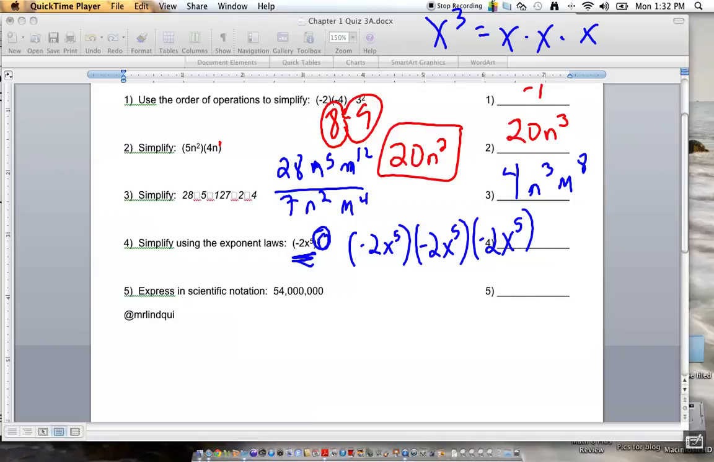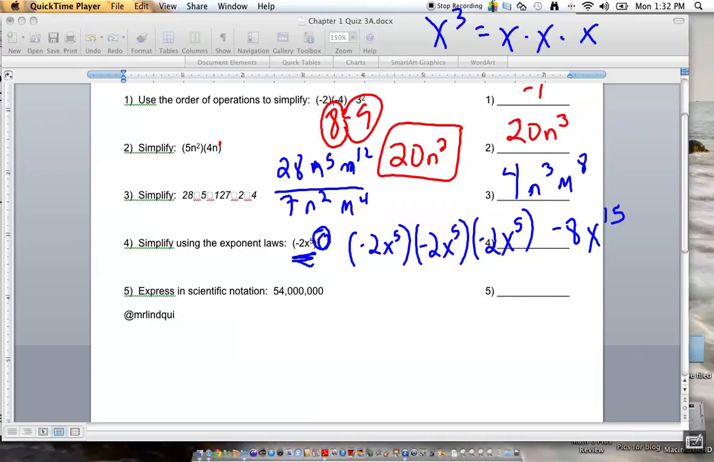So let's apply the same exact rule that Ishmael just told us a minute ago. We multiply coefficients: negative 2 times negative 2 times negative 2 is negative 8. Nice. Now I'm going to add exponents: x to the fifth, x to the fifth, x to the fifth is x to the 15. Sweet. And last but not least, express in scientific notation.